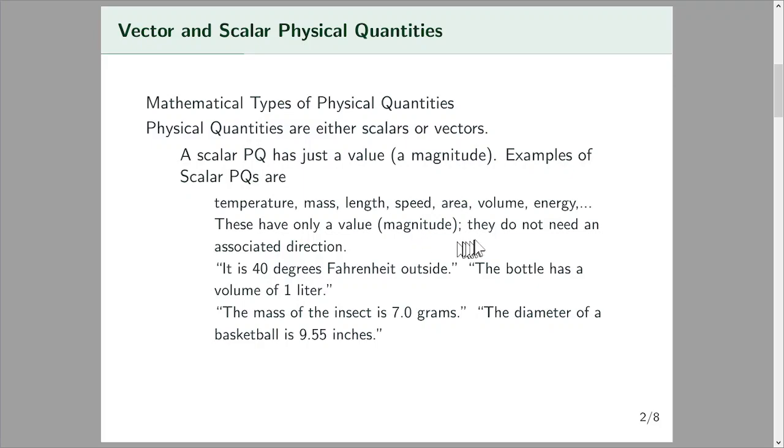Scalar physical quantities do not have an associated direction with them. If I say it's 40 degrees outside, or a bottle has 1 liter of water, there's no direction associated with those physical quantities. The mass of an insect is 7 grams. The diameter of a basketball is 9.55 inches. Those are all scalars. They don't need to be represented including a direction, and so they're called scalars.